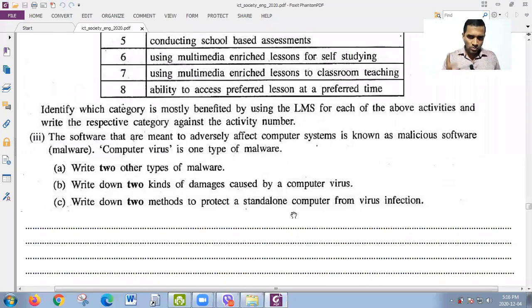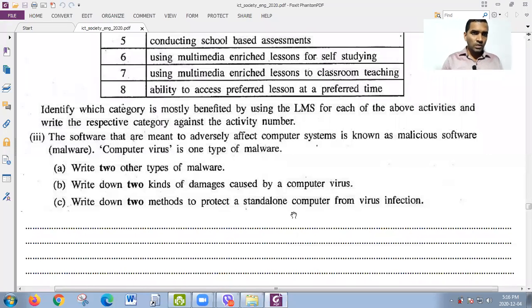Write down 2 methods to protect a standalone computer from virus infection. What does standalone computer mean? A computer which is isolated from others' computers. It means a computer which is not connected with any other computers at any time, right? That is stand alone, right? It is standing alone because it is not connected to the others. So in that case, if it is a standalone computer, you have to give some methods to protect that.